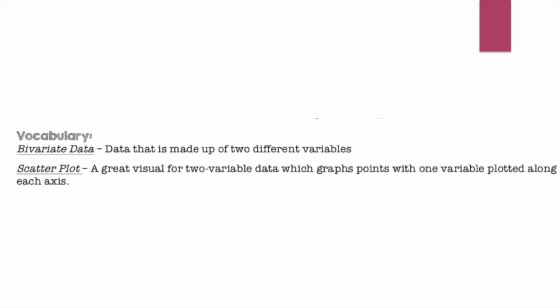Alright, let's start off by going over some vocabulary. So first we have bivariate data. That's data that is made up of two different variables. And we also have a scatter plot. A scatter plot is a great visual for two variable data, which graphs points with one variable plotted along each axis. So you have dots all over the graph, and you'll see a trend or no trend at all.